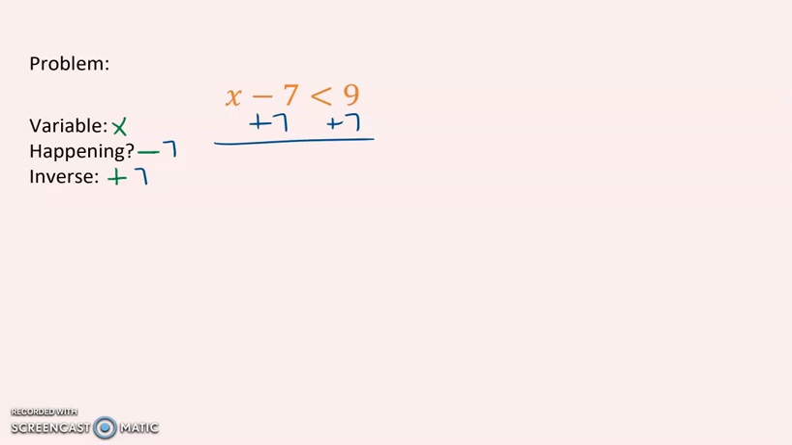So when we do this, I didn't do anything to my x, so it's just going to come straight down. -7 plus 7 gives me 0, so those two things eliminate. And then we have less than, we're going to bring that symbol straight down, and then 9 plus 7 is 16. So our solution says that x is less than 16.